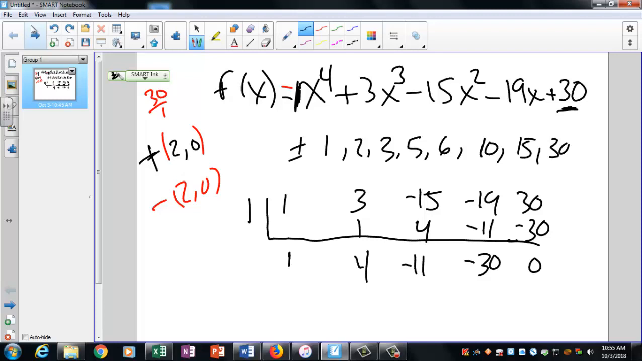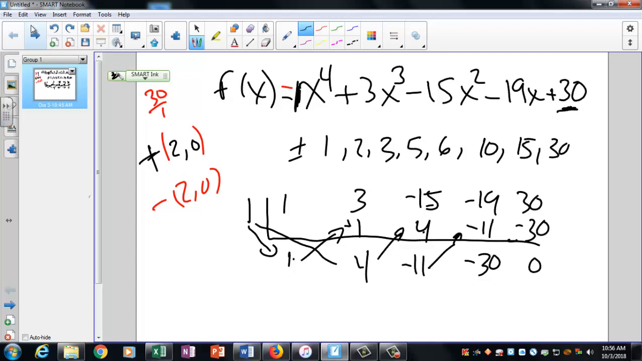I apologize because that was pretty fast and zero explanation whatsoever. Drop down the first number and then multiply. 1 times 1 is 1. Then that goes here. 3 plus 1 is 4. And then you multiply 1 times 4, and that goes here. Negative 15 plus 4 is negative 11. 1 times negative 11 is negative 11, and that goes there. So forth and so on.